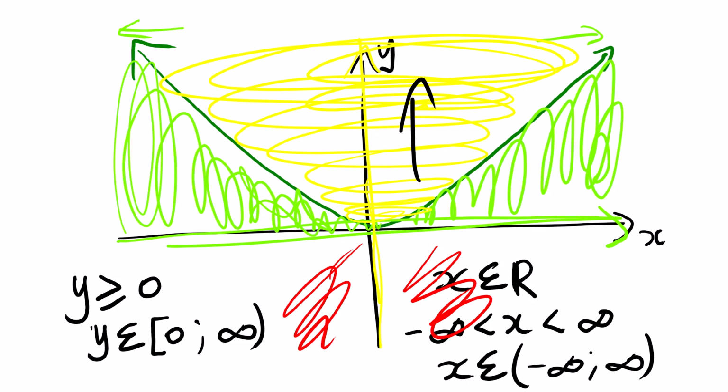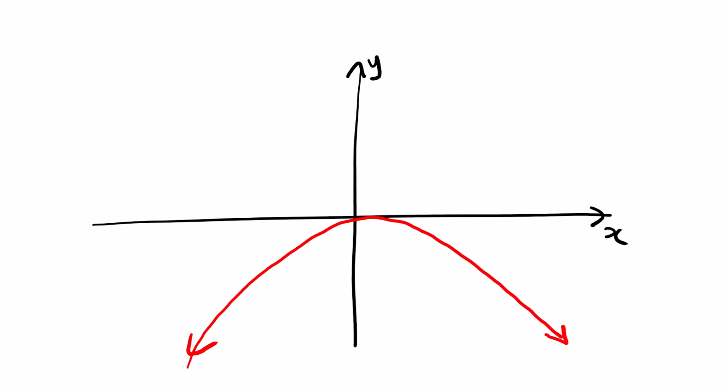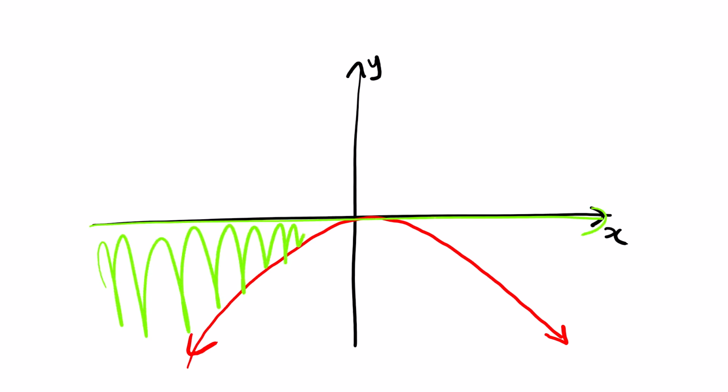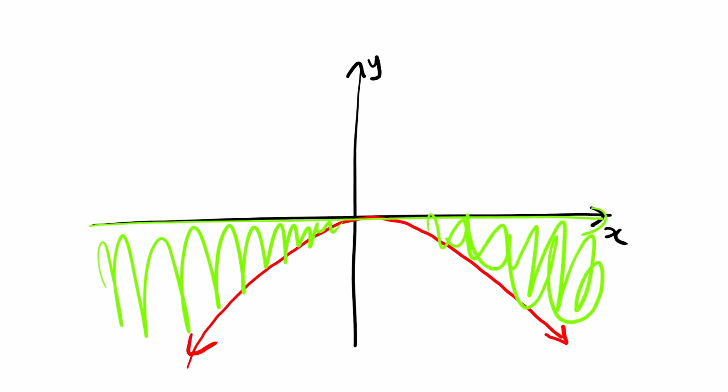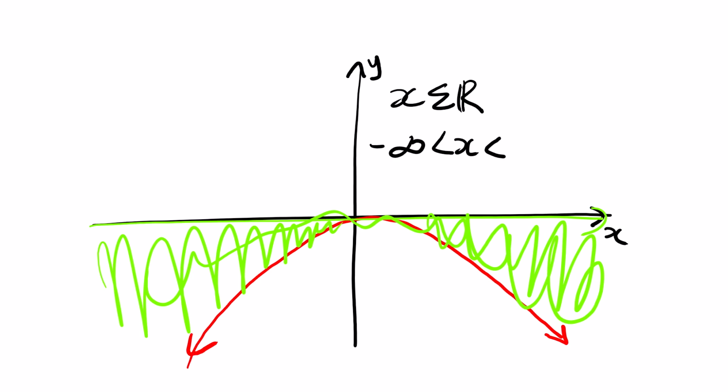Let us look at another example. What about this one? Remember our x values. The graph is covering, so x is the element of real numbers, ranging from negative infinity to positive infinity. That's it. We look at the y values.